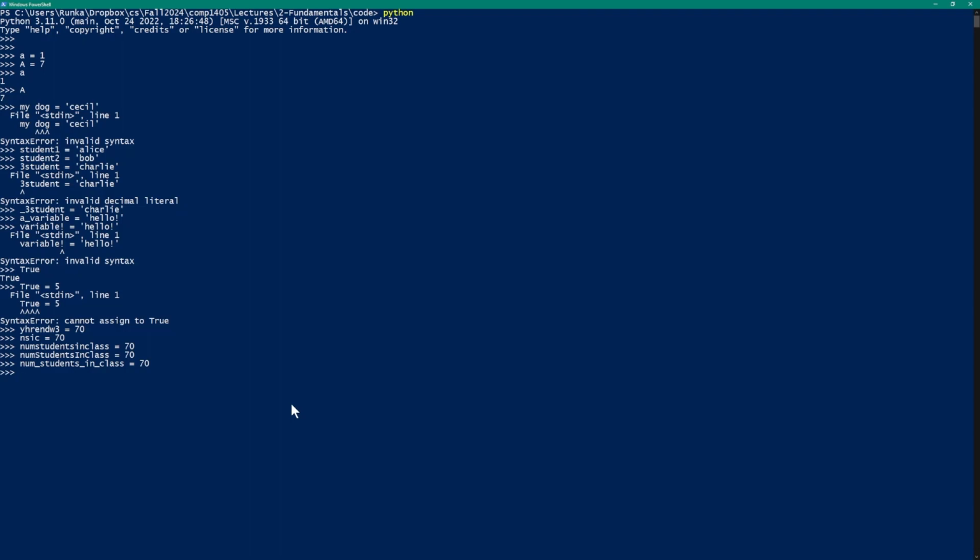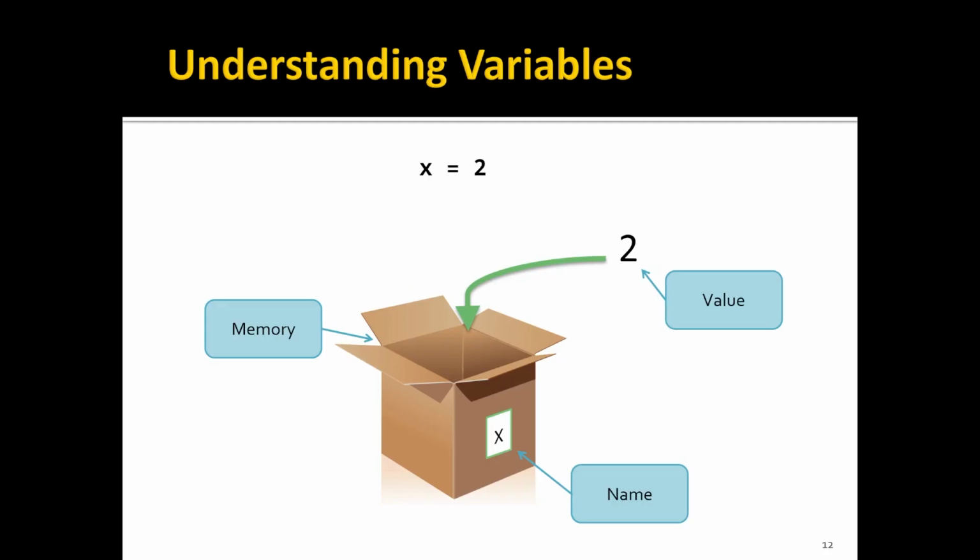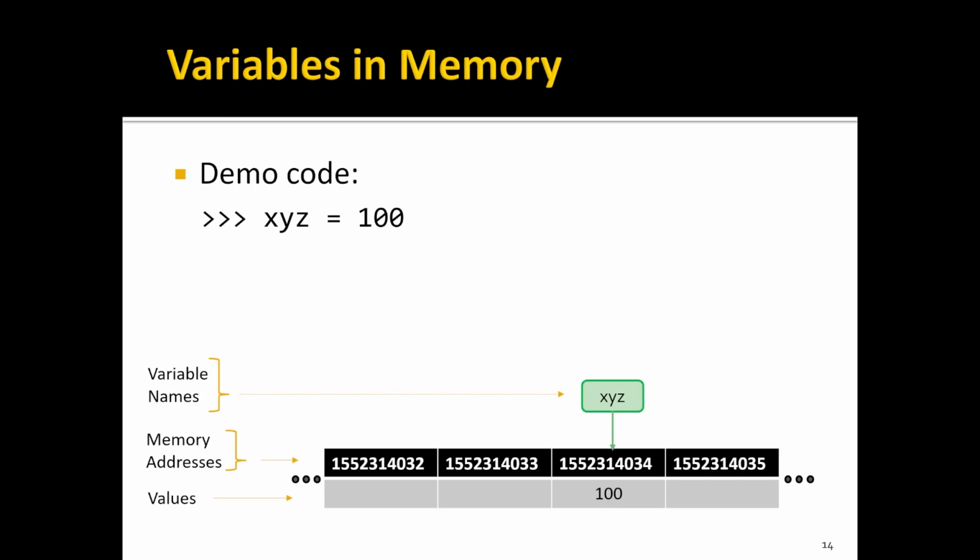Either camel case or snake case is fine in your own code, although it's strongly recommended to pick one and stick with it. If you're switching back and forth between them, the result will be less readable code. The third part of a variable is the actual memory itself. So variables can only hold one thing.